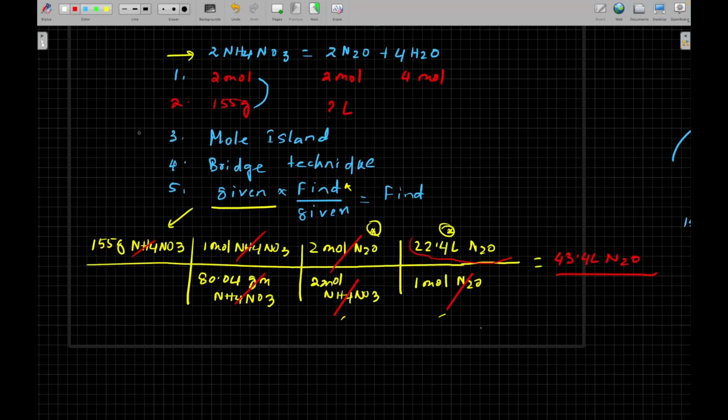So by combining these three approaches, the mole island approach, the given and find format, and the bridge technique, we plug in all the information to get the desired result. So I repeat how we plugged in all the information. First the given gram information, and then we converted the gram to mole information. We plug in the mole information from the balanced equation, and then converted the mole information of product to volume information.